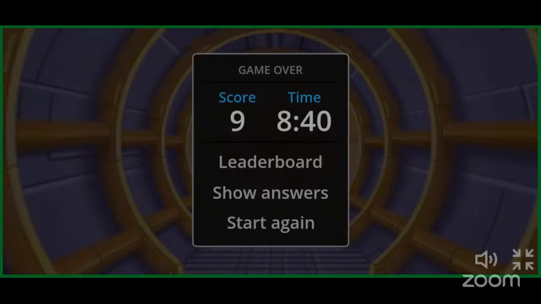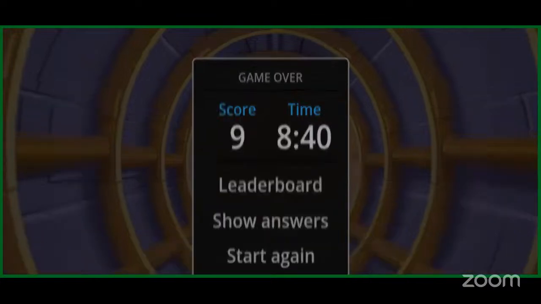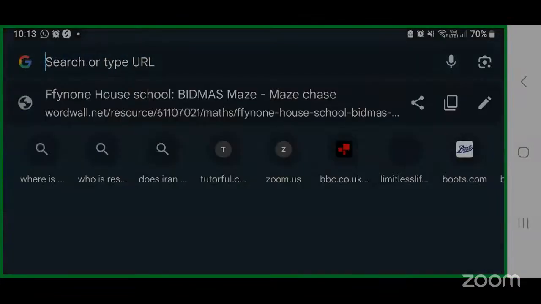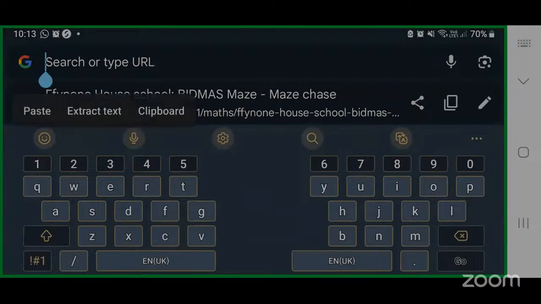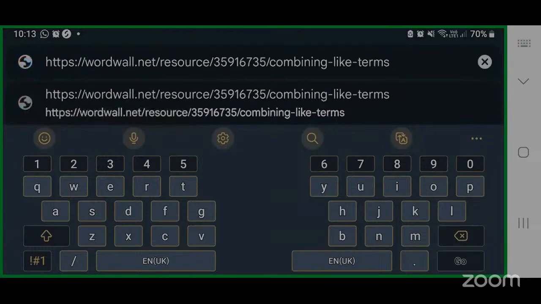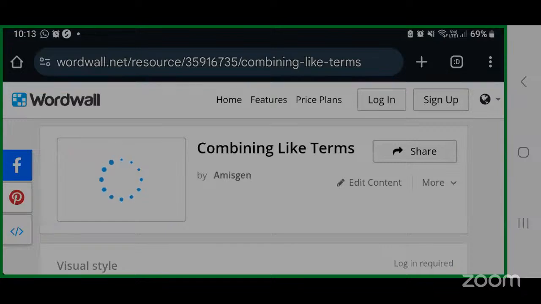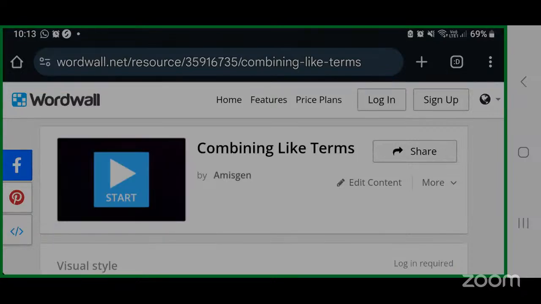Okay. Now, I'm going to come out of this one here and paste another link in. Paste, and go. And it's a similar maze kind of deal. And we are going to look at collecting or combining like terms. And before we do the game, let me come here and just, there we go. You can probably see it.